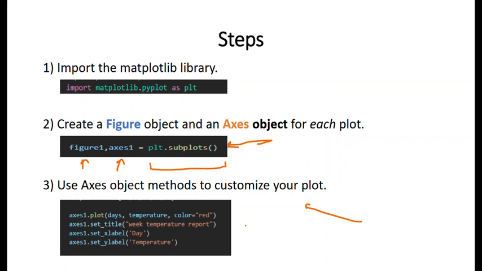Now, what we do is to simply use the different methods in order to customize the appearance of our visualizations or plots. So, for example, we can use the plot method to create a line chart or line graph. And from there, we can pass the x-axis data, for example, days, and the y-axis data, which represent the different temperatures on those days. Another method is set title, which allows us to set the title of our graph, for example, the week temperature report. Set x label allows us to set the label of the x-axis. Set y label allows us to set the label of the y-axis, and so on and so forth.